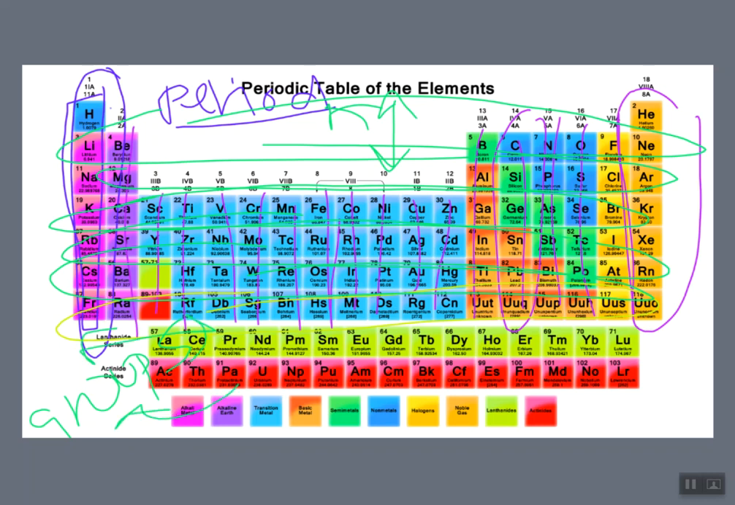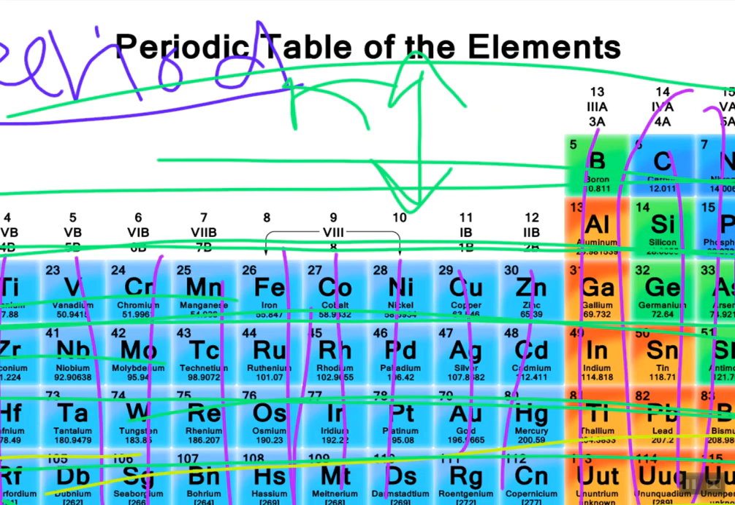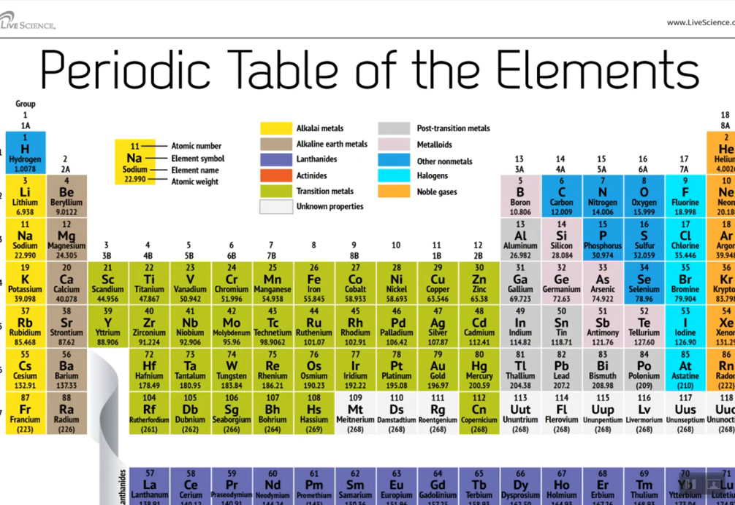Okay, now let me open it up again. Let me try and zoom out. That's too much. Let me pause real quick and pull up a new picture. Okay, sorry for the delay. I just had to find a new picture. Now we're going to talk about the last thing, which is metals, nonmetals, and metalloids.